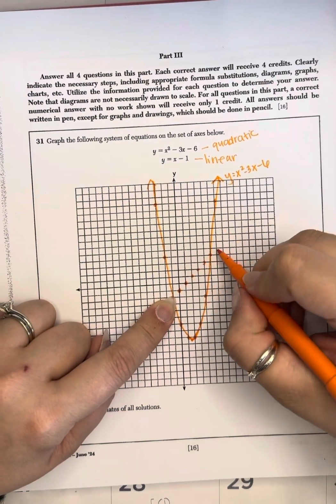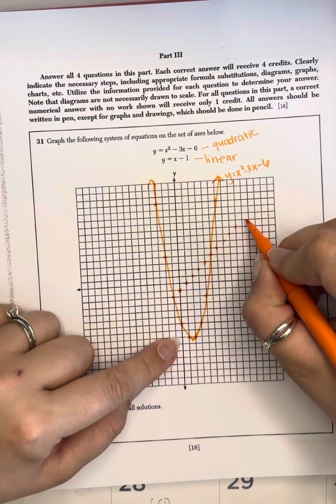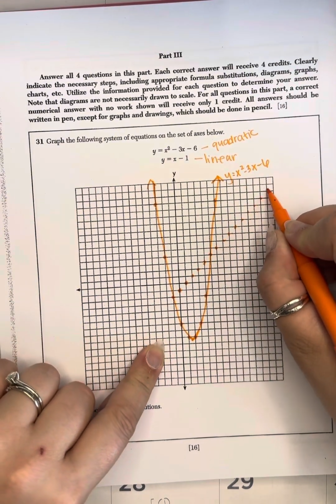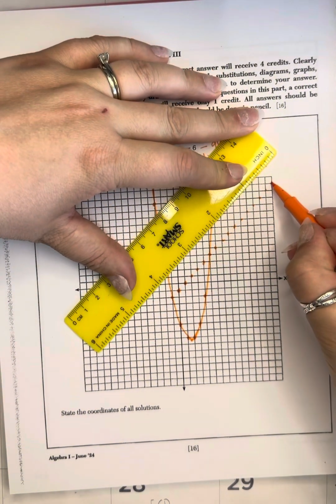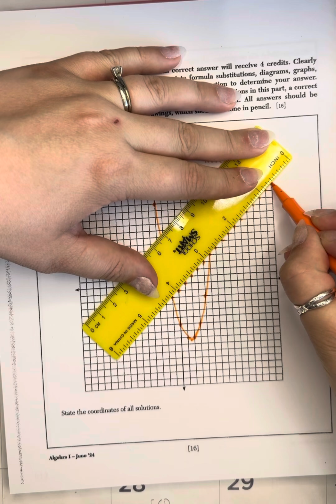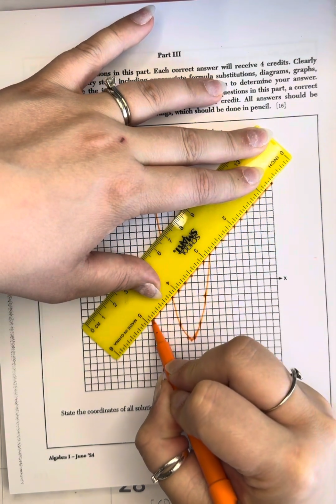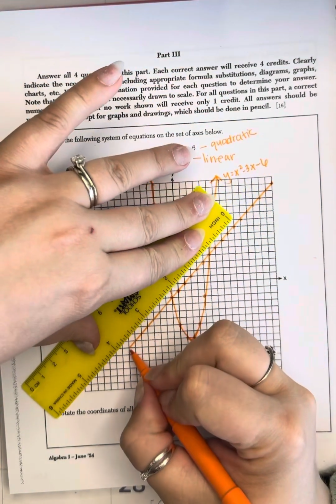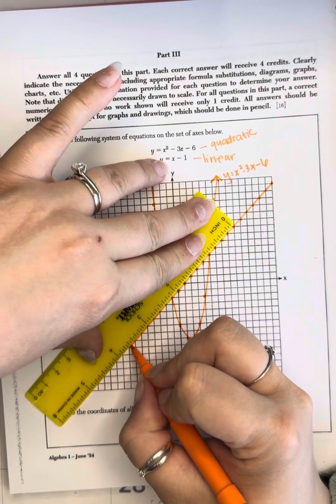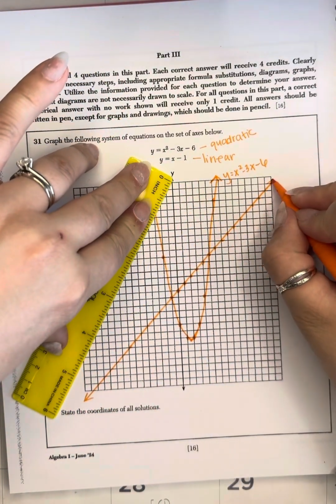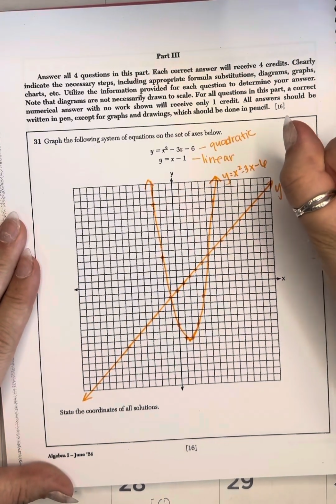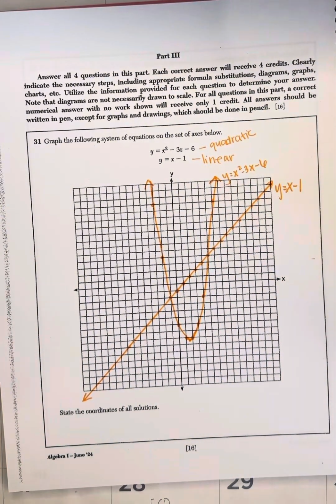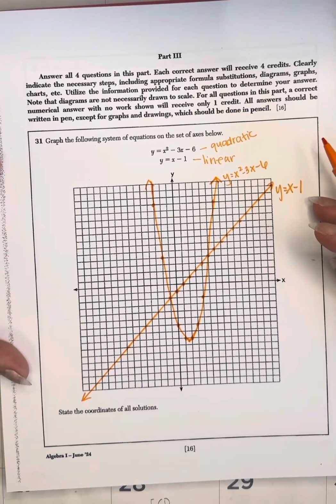doing that. Because this is a line, we do want to make sure that we're using our ruler to make this line. So grab your ruler. And make your line, and gotta move the ruler a little. Okay, fits the whole graph, arrows at the ends, and throw on a label to that one. State the coordinates of all solutions. For the solutions, we're looking at where the two intersect.